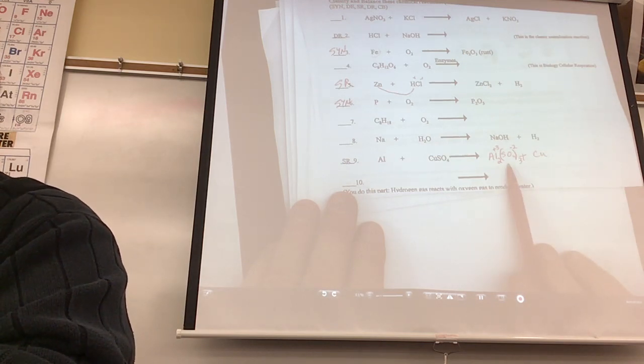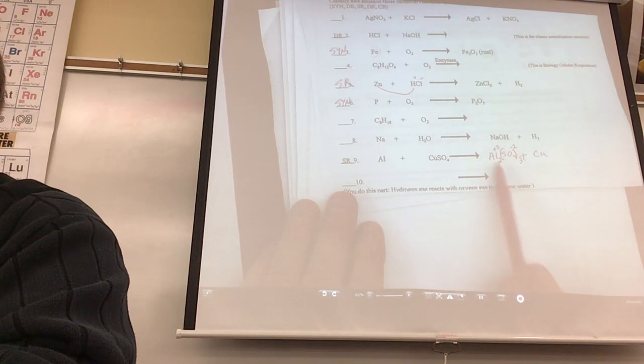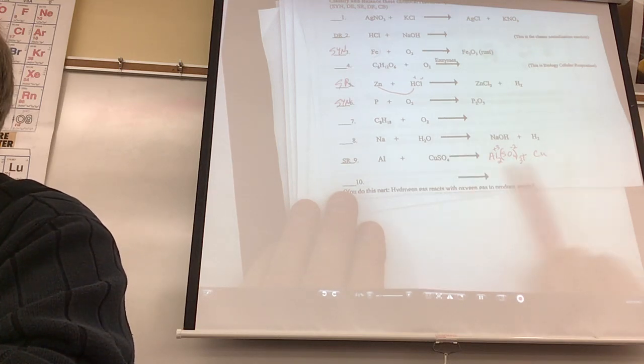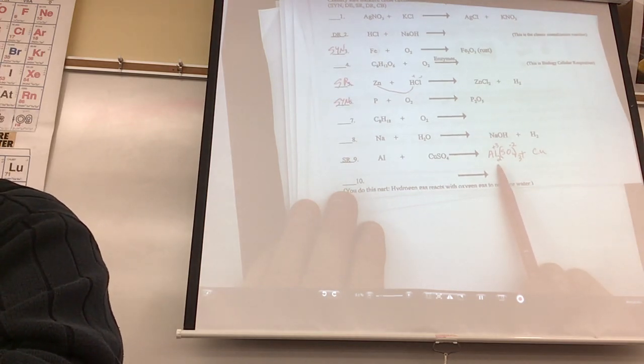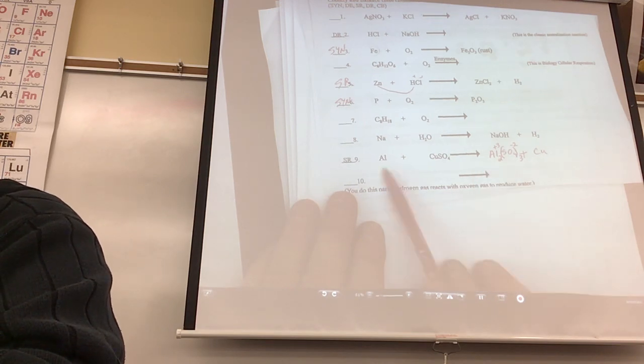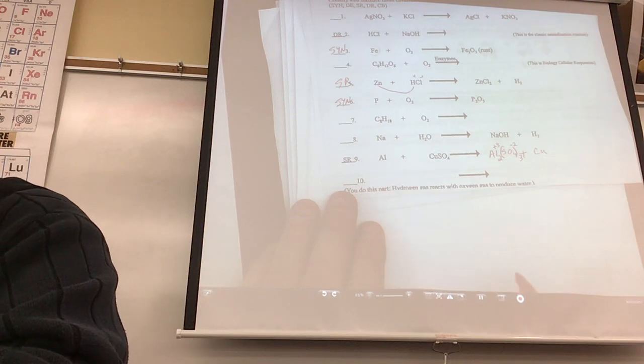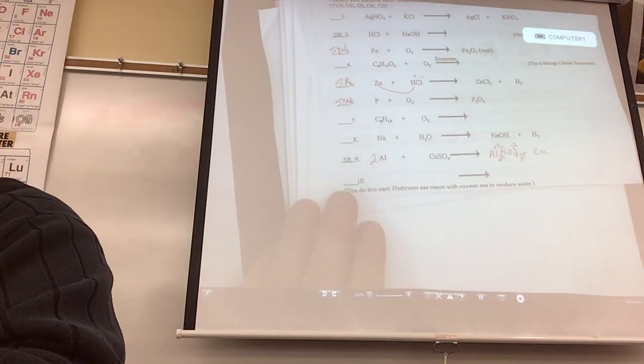Now later, tomorrow, this should bother you. You know why it bothers you? Because how many aluminums are on the right side of the arrow right now? How many aluminums do you see on the right side of the arrow? Is that little guy there? What's that mean? What's Al2 mean? 2 aluminums, right? How many over here? You know what you're going to do tomorrow? You're going to balance. You're going to put 2 there.